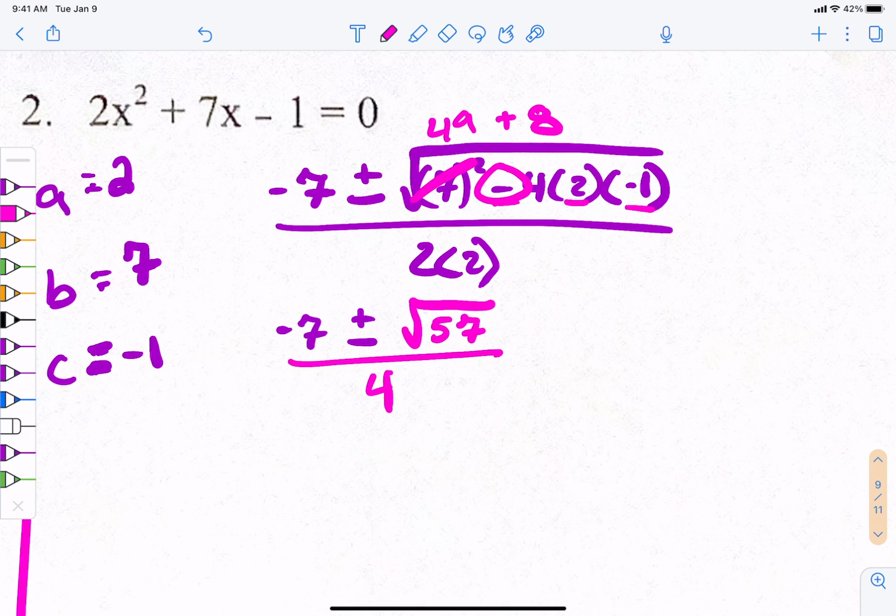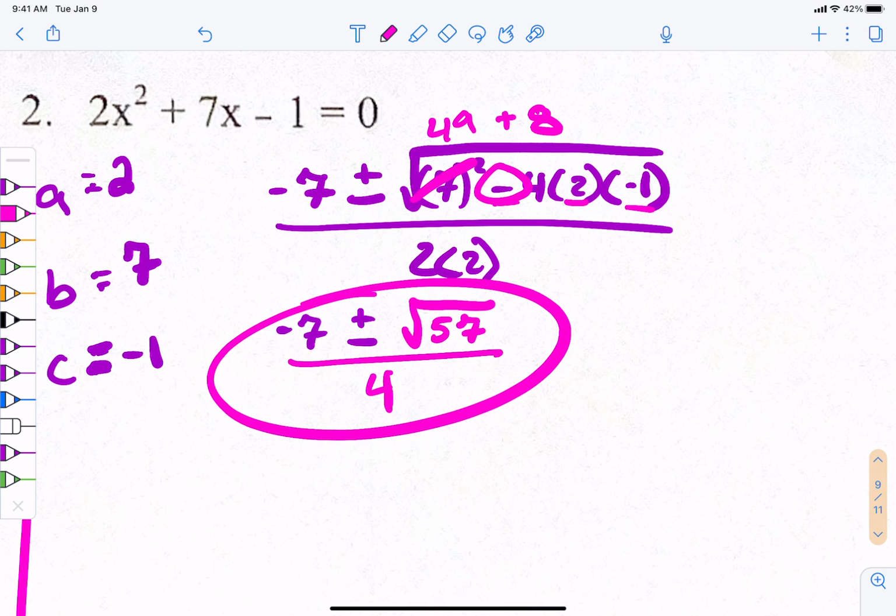So what do we do? You just leave it like this. That's all you do. Now, really, the square root of 57 comes out as a decimal, so you could do negative 7 plus and minus, I'm going to write it out, but you don't have to. What is the square root of 57?